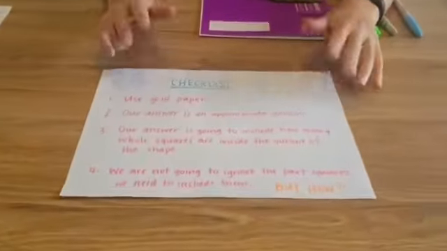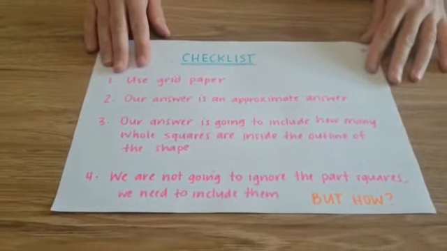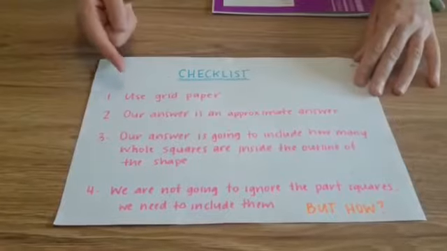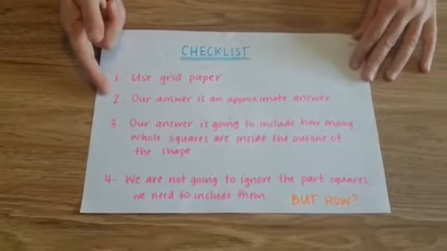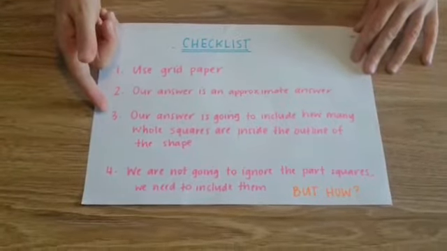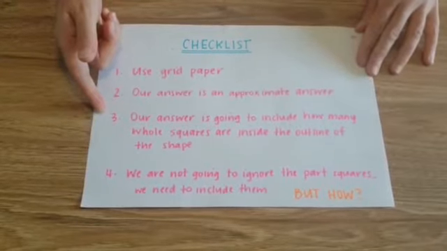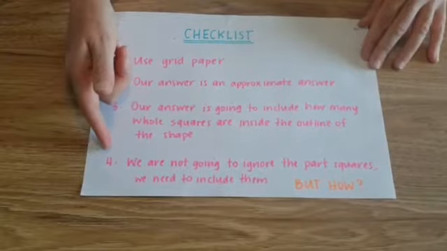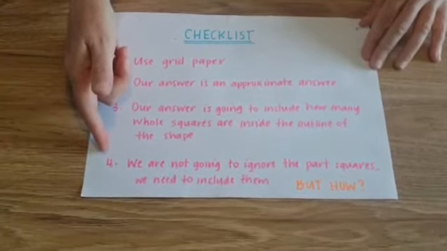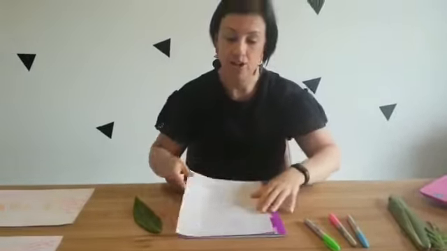We need to have some sort of uniform way to measure the area, even though we are not using any formal way of measuring. So we are going to use grid paper. Our answer is going to be an approximate answer. Our answer is going to include how many whole squares are inside the outline of the shape. And where we were going wrong yesterday, we are not going to ignore the part squares, we need to include them. But how? So let's get out our grid book and we're going to trace around the shape.